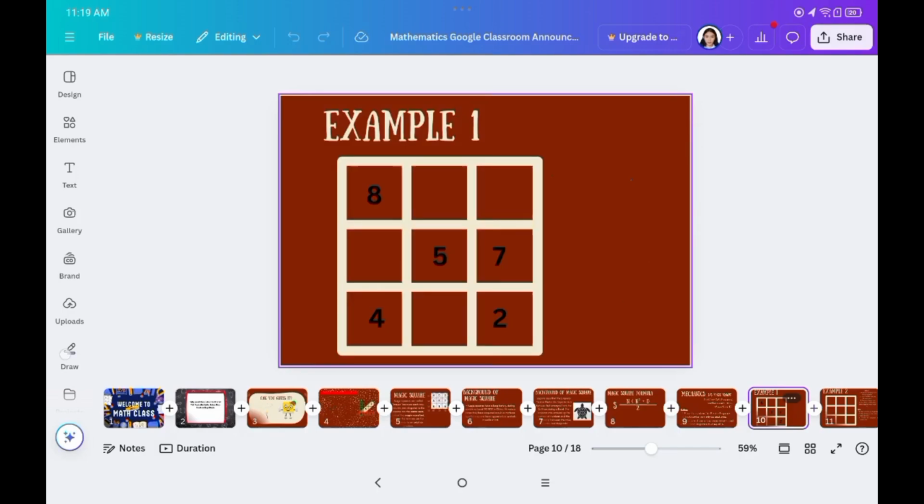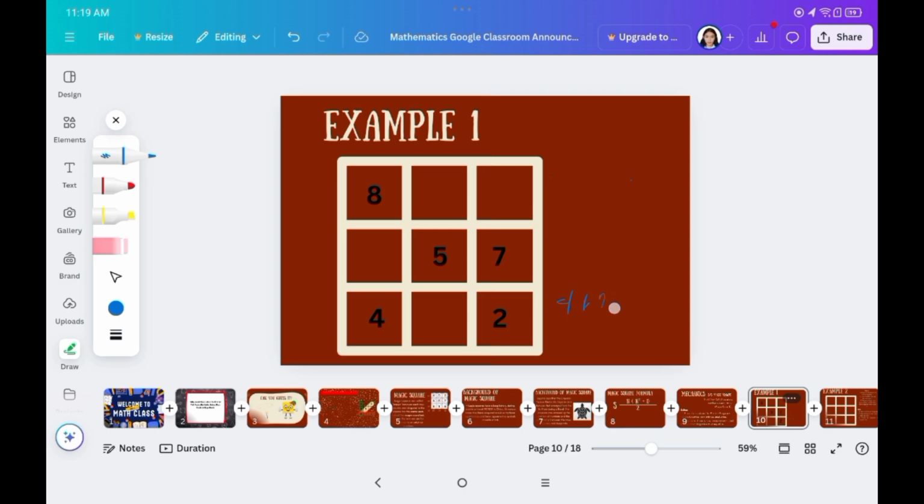Simulan natin. Try natin. Example 1. Kagaya nito. Ang uunahin natin ay 4 at 2. Ipapag-plus lang natin ito para makuha natin ang tamang sagot. So, 4 plus 2 is equal 6. 6 minus 15 is equal 9. So, 9 ang ilalagay natin dito.